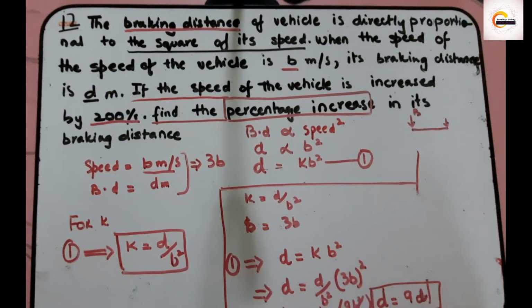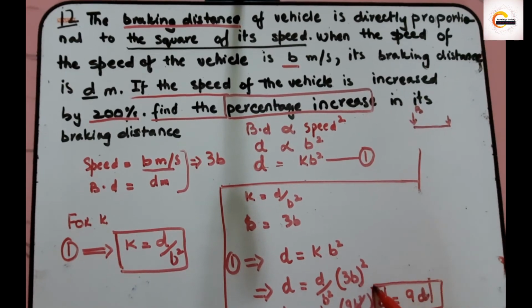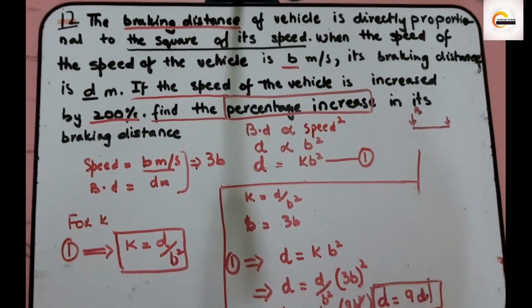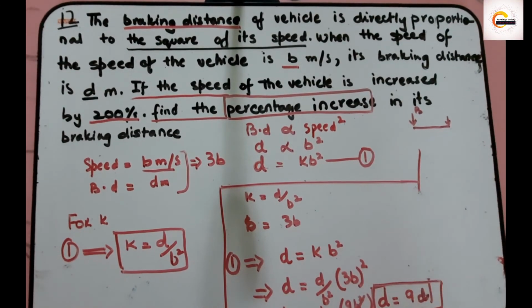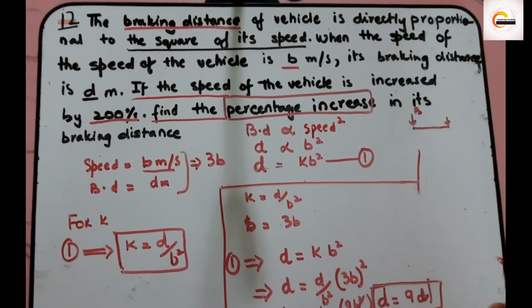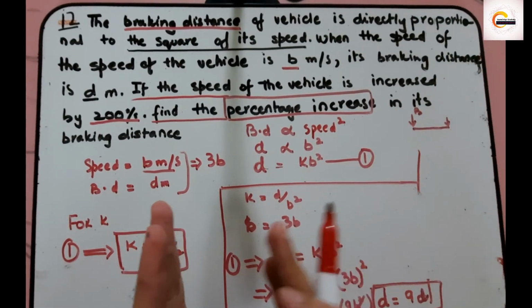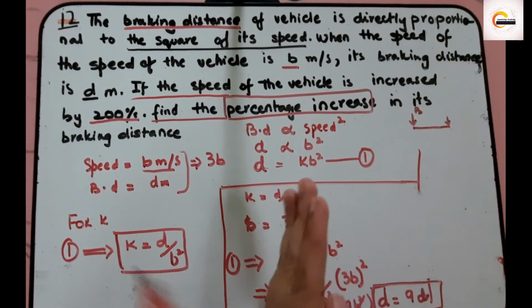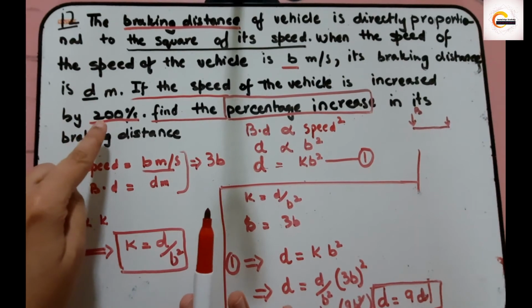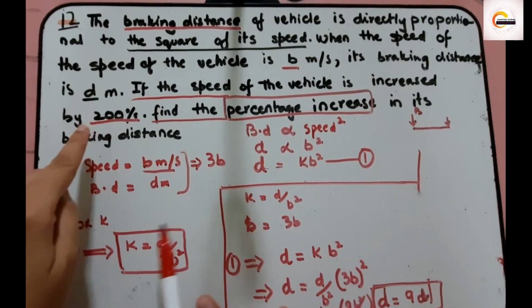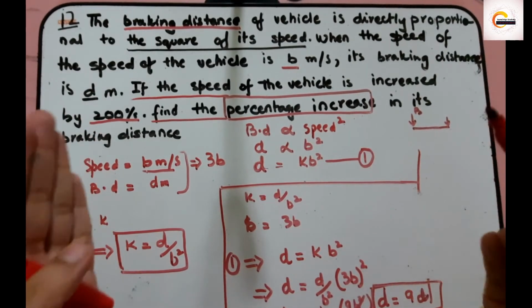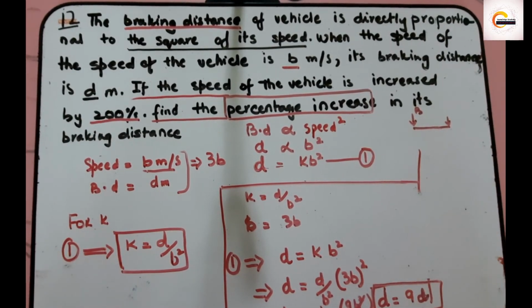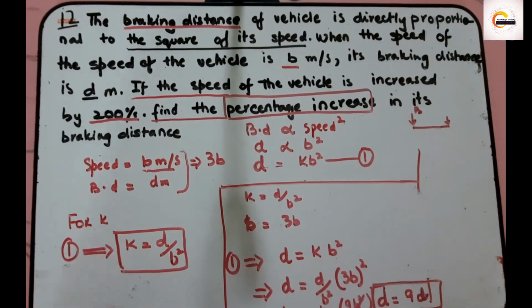Now 9d is the final braking distance, right? But we have to find out here the percentage increase. That means we have to find out how much the braking distance has increased after a 200% increase in b, in the speed. How much the braking distance percentage has increased.